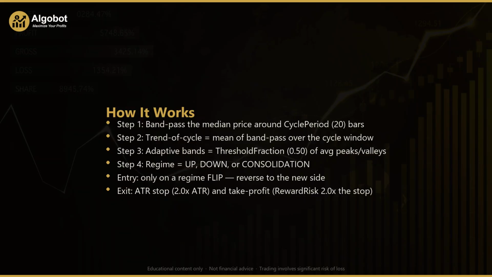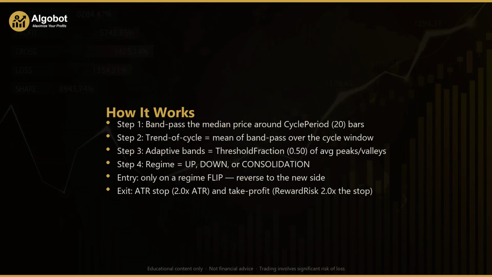Everything happens once per completed bar, so the strategy waits for each candle to close before it thinks. Step 1 is the bandpass filter. The strategy feeds the median price into Ehlers' two-pole bandpass equation, tuned to the cycle period, which defaults to 20 bars, and shaped by the bandwidth parameter, which defaults to 0.30. A smaller bandwidth gives a narrower, tighter isolation of the cycle. The output is a wave that oscillates around zero, tracking the market's dominant swing.